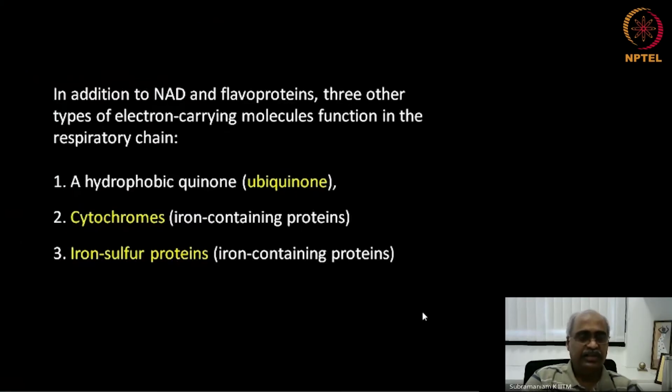So we will look at these electron carriers now. That is where we are going to focus. We already know NAD and FAD very well, and where they accept the electron, that also we know, the nitrogen atoms. Now we are going to look at these highlighted 3 electron carriers. One of them is already familiar to us.